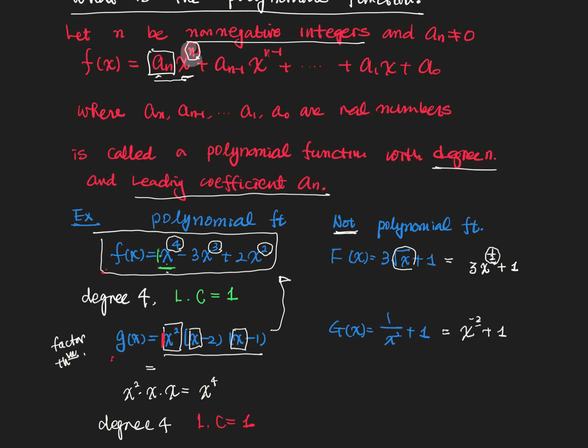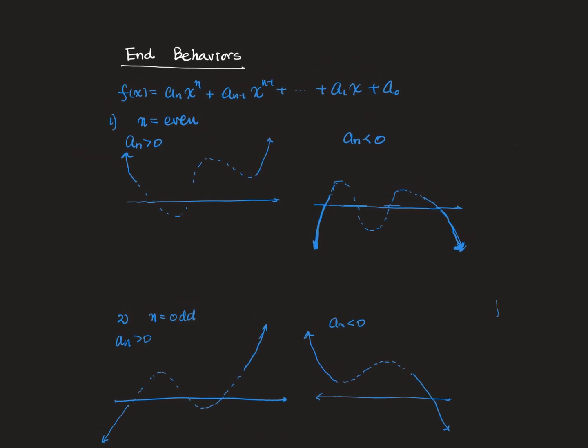I hope you have good examples of polynomial functions. We want to sketch the polynomial function, but you have to understand two important characteristics. First, end behavior. End behavior is defined by the degree, n, and the leading coefficient, a_n.